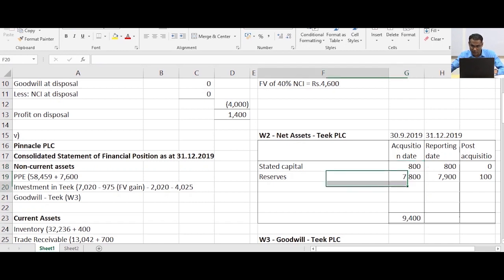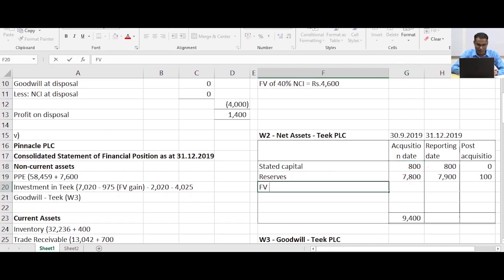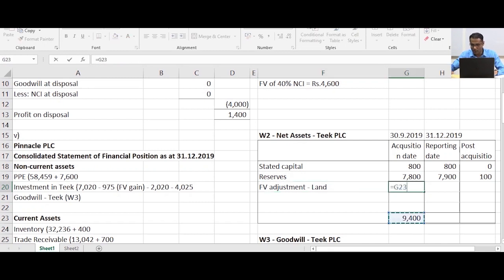So how much is the fair value adjustment? Then I can say fair value adjustment relating to the land. Land means PP&E. How much? The difference. I am taking 9,400. From that I deduct 800 and 7,800. So the balancing figure is the fair value adjustment, land, 800.